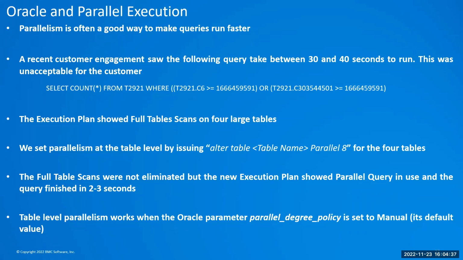Now, this works at the table level only if your parallel degree policy parameter is set to manual, the default value. Don't set it to auto, especially if you're using this feature, alter table parallel. So make sure it's set to the default value of manual, and your query will run faster. I've used this for 3 or 4 different customers and their queries, and it works like a charm. So that's something to keep in your back pocket if nothing else works for that query.